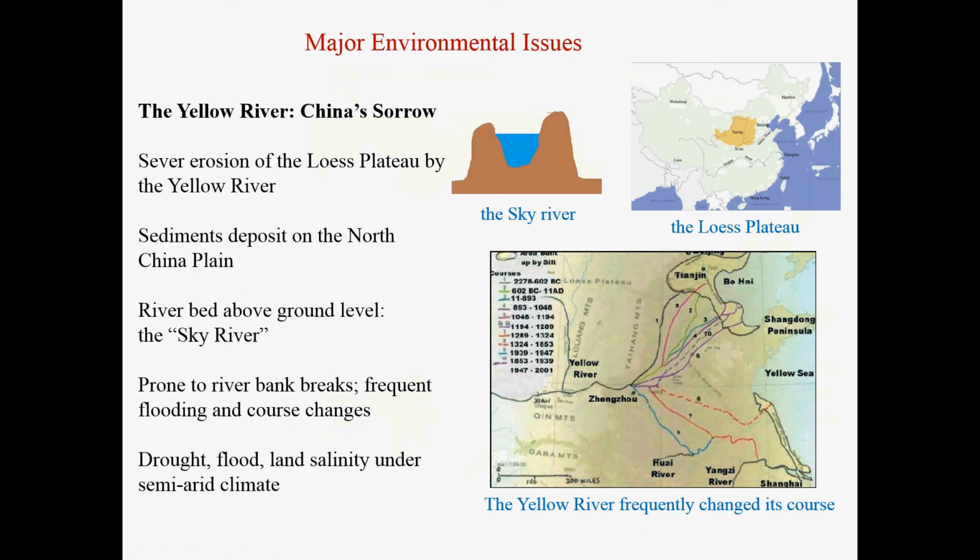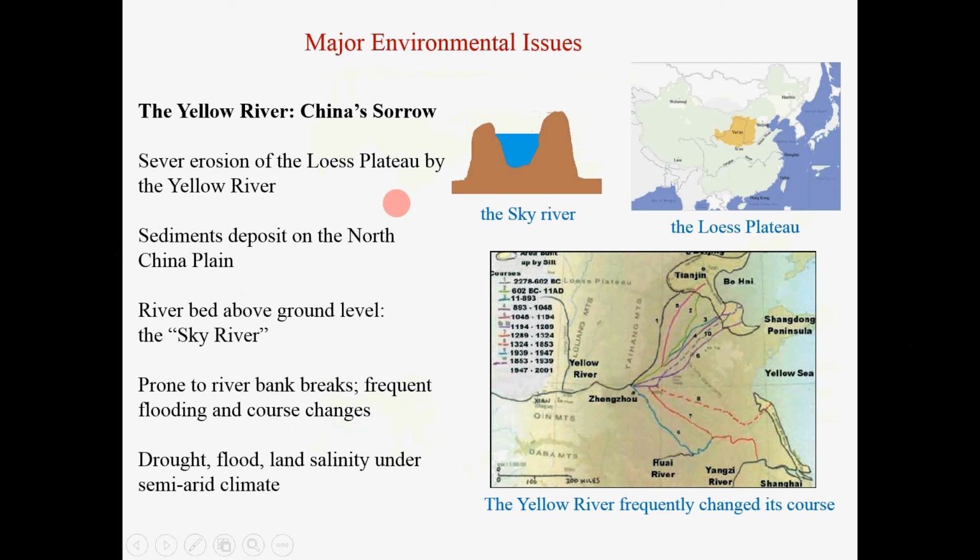Major environmental issues. Let's focus on two river basins in China to talk about the major environmental issues. First, let's take a look at the Yellow River. The Yellow River is called China's sorrow. We have talked about how the Yellow River's middle reaches run through the loess plateau and carry a lot of silt and sediment, and deposit that silt and sediment in the lower reaches, forming the North China Plain.